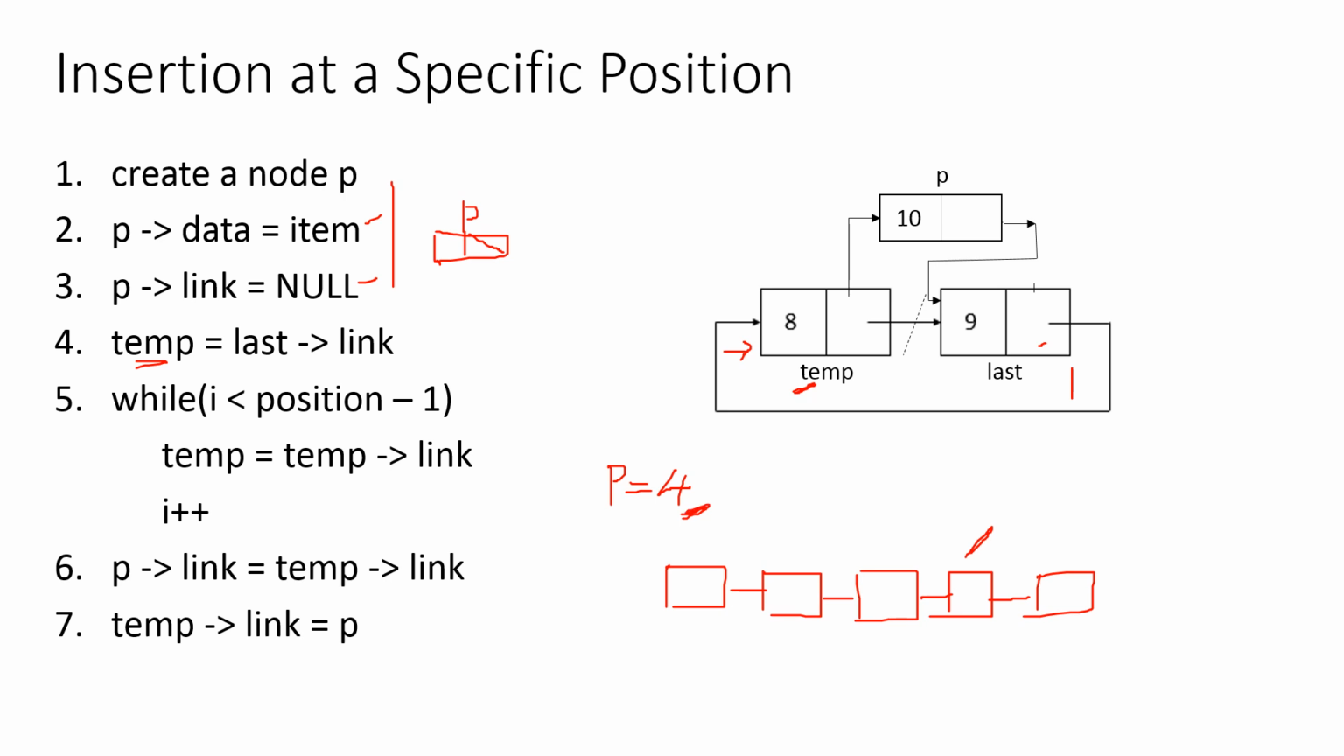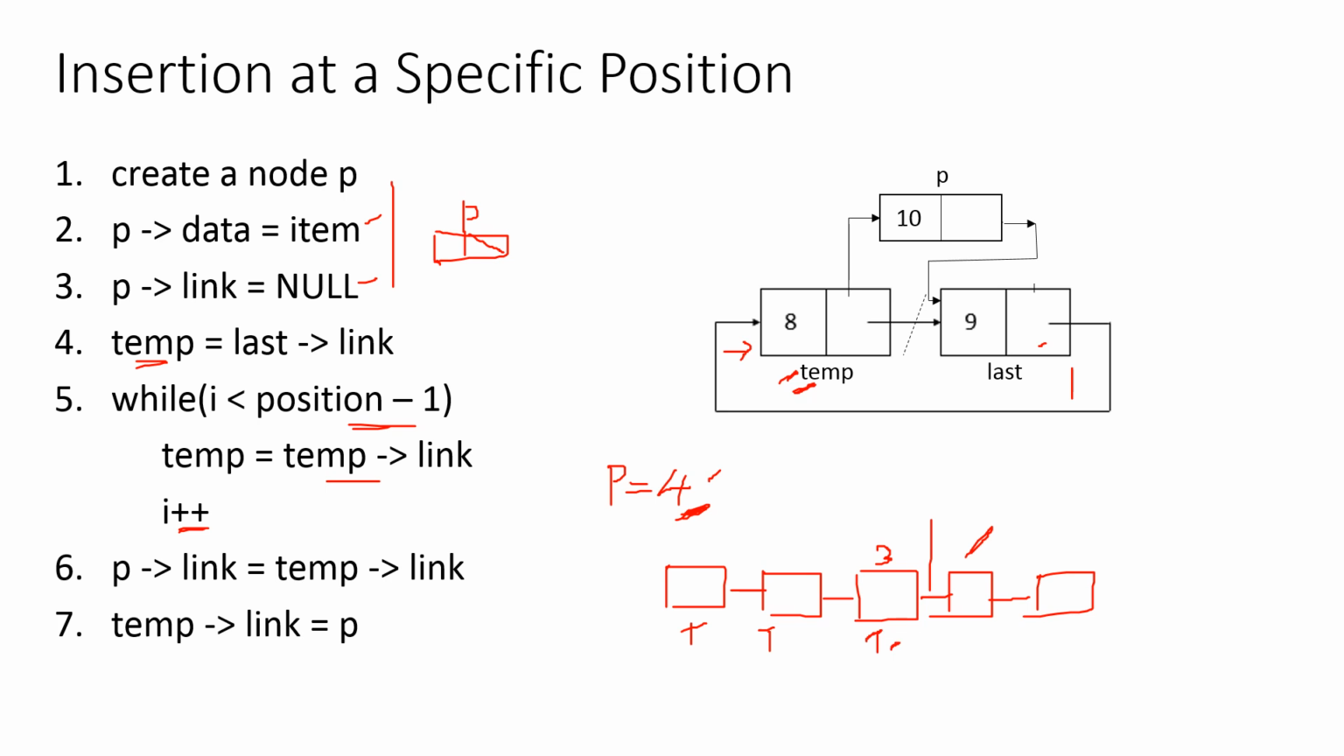So what you have to do, you have to travel till position 3. See, I less than position minus 1. First this is temp, then this should be temp, then this will be temp. Up to this you have to come. That is what I less than position minus 1: temp is equal to temp arrow link, I is incremented by 1. And you reach the particular position before that. So 4 is the position where it is to be inserted. Here it is to be inserted. And then you have to travel till 3.